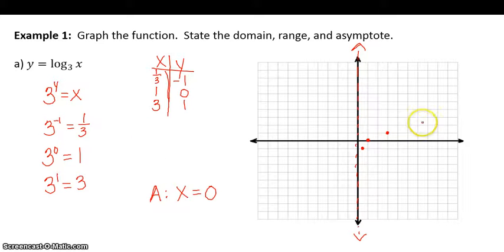So then draw in your curve. And remember, you can't cross the asymptote, it just gets closer and closer to that. So this is an exponential on its side. Now looking at the graph, we can do domain and range.